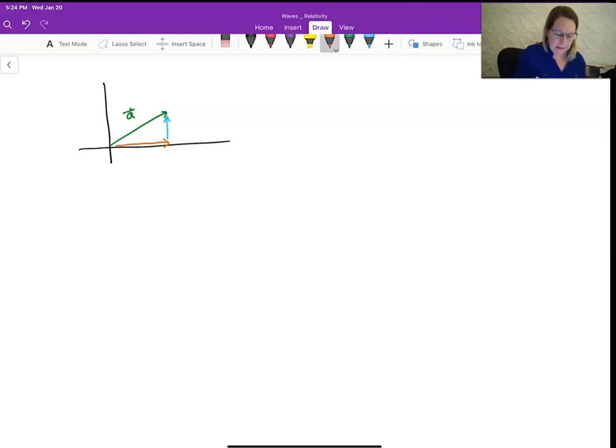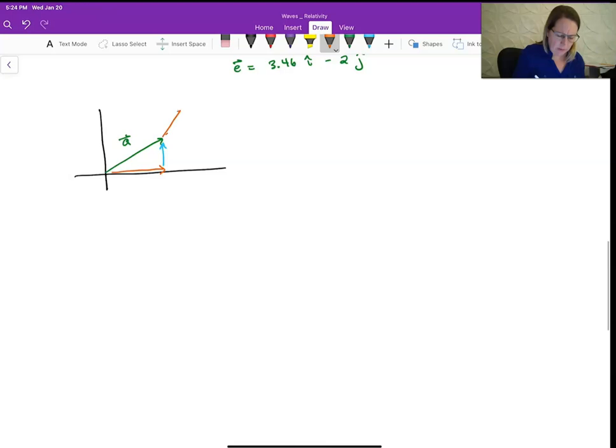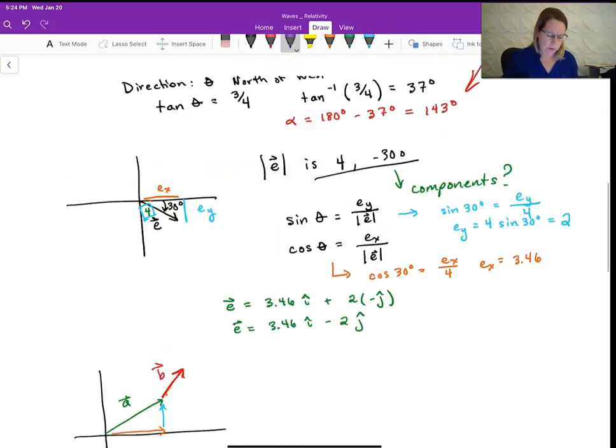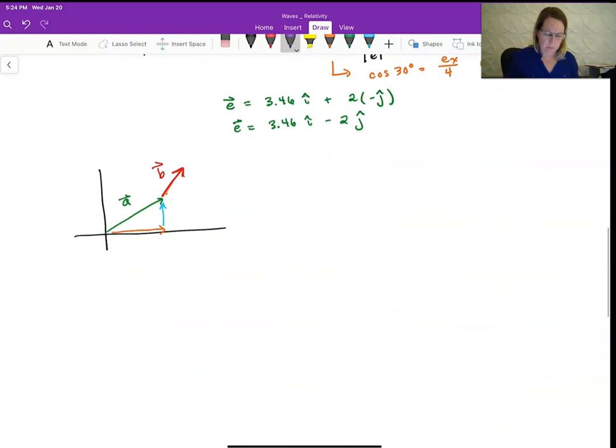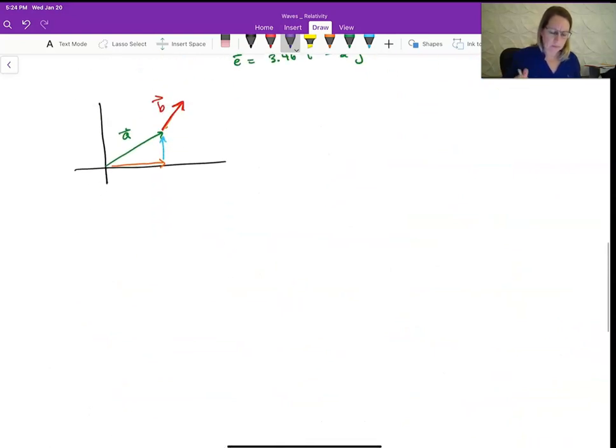If we add a second vector to A, let's say it goes off in sort of this direction. I'll make it a different color. There's B, for example. And I want to know what the sum of these is. We already know that in order to add the vectors, we put them like so.